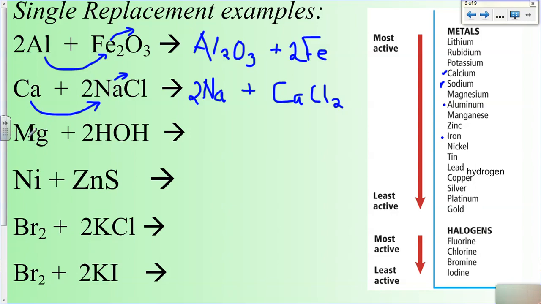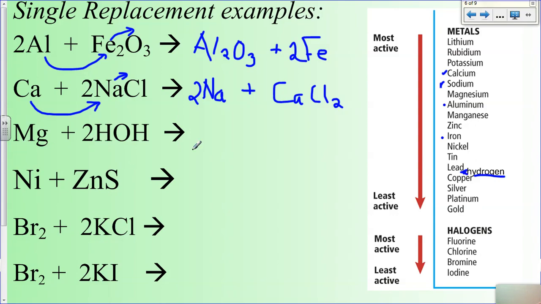Now, magnesium. Magnesium is a metal, and it would like to come in and break this water. HOH can be written instead of H2O. You can write water as HOH. It would like to break it right here. Now, hydrogen is not listed in this activity series. I've typed it in right here. So it falls between lead and copper.